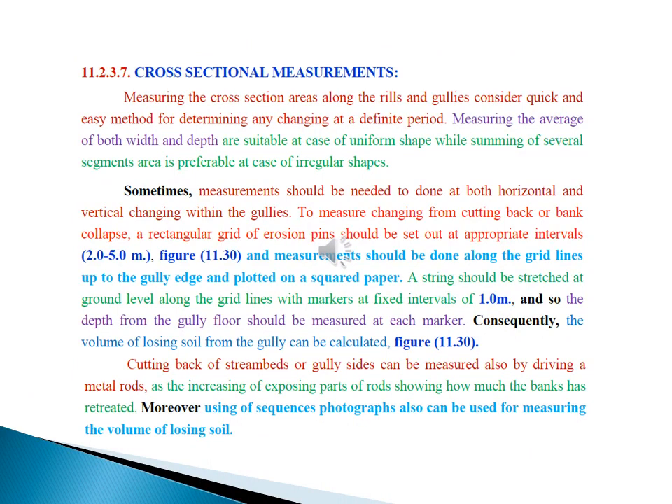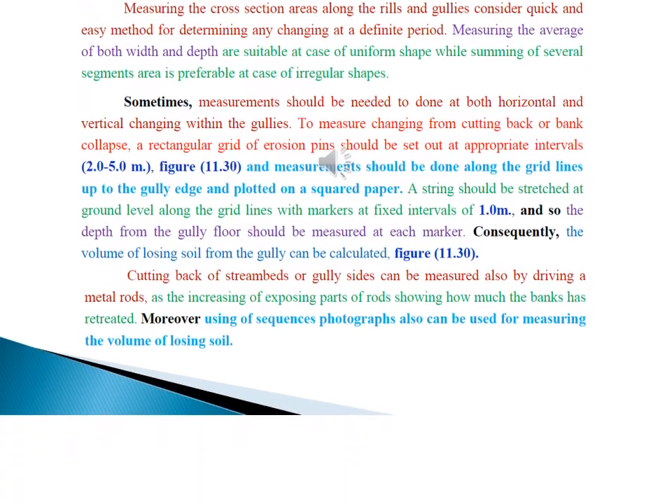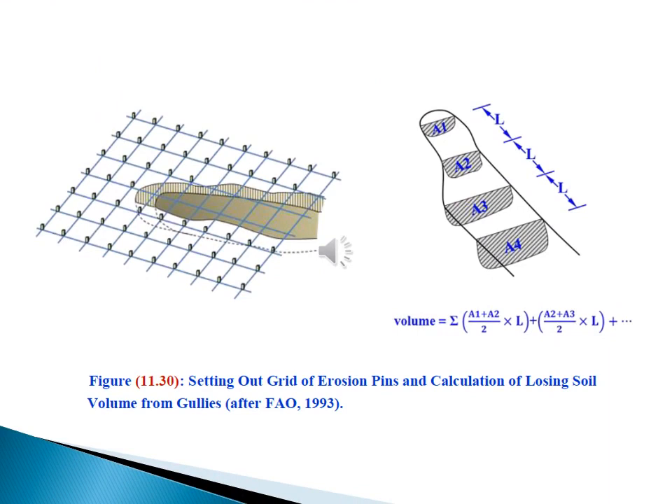Method number 7. Cross-sectional measurement. Really, measuring the cross-section area along the rills and gullies is considered a quick and easy method for determining changes over a definite period. Measuring the average of both widths and depths is suitable in the case of uniform shape, while summing the areas of several segments is preferable in the case of irregular shapes, as shown in the enclosed figure. Figure showing setting out a grid of erosion pins and calculation of lost soil volume from gullies.